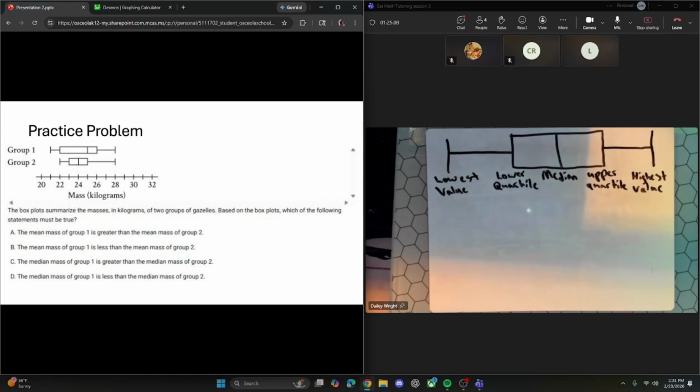This is where you need to know that the middle is the median and not the mean, because once you see mean with a box plot question, you can automatically cross answers A and B out. Then I go on to the median questions, and looks like group 1's is greater, which C says: the median mass of group 1 is greater than the median mass of group 2. So your answer is going to be C, because the median here is greater than the median here.